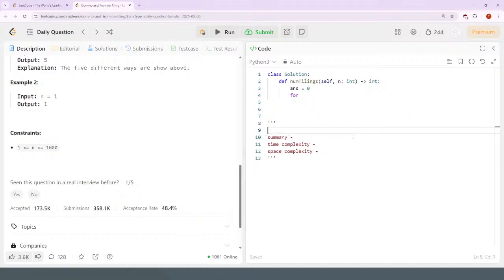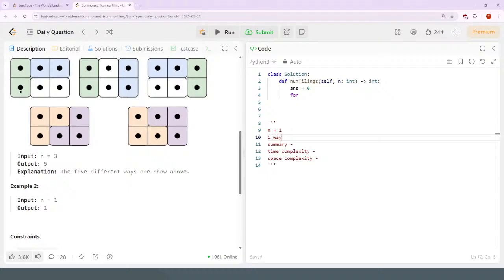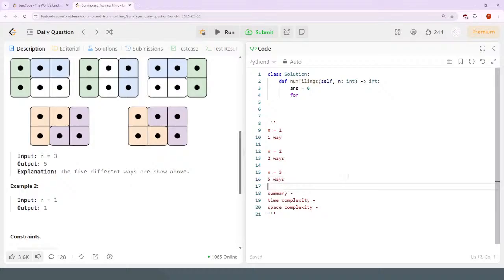So let's say n is 1, then there's one way, right? It's just a single upwards domino. If n is 2, then there's a 2x2, and there's either 2 upwards or 2 sideways, so there's 2 ways. If n is 3, it's a 2x3, and that should be 5 ways, like in this example. So what is the relationship between n and n minus 1 or n plus 1?